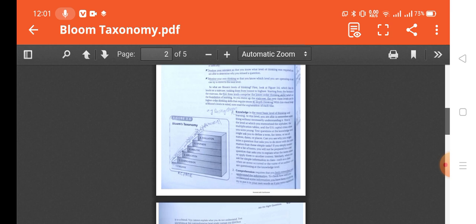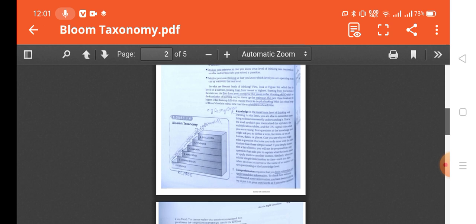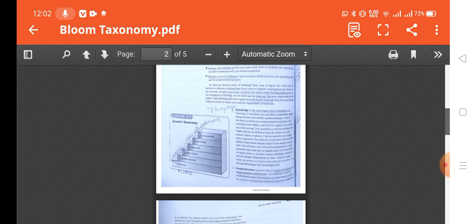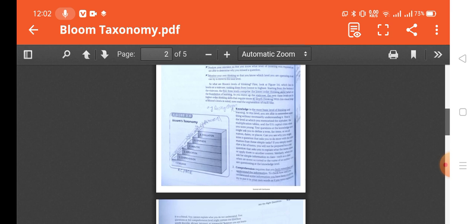And let's move to the next level, the application level. It is the practical level of thinking where you implement the ideas and information in your real life, and how you can apply or relate it to your life. For example, you learn in a composition class that a paragraph should have a topic sentence, and how to write a topic sentence for your paragraph. Yes, you understand, you gain the knowledge.